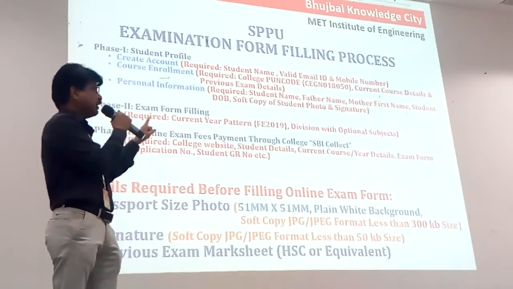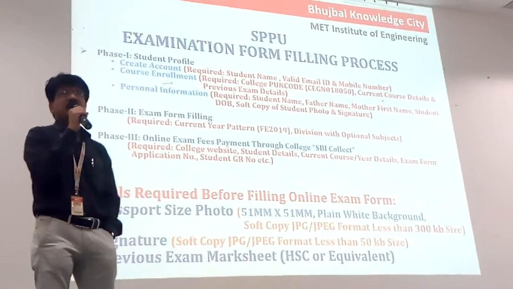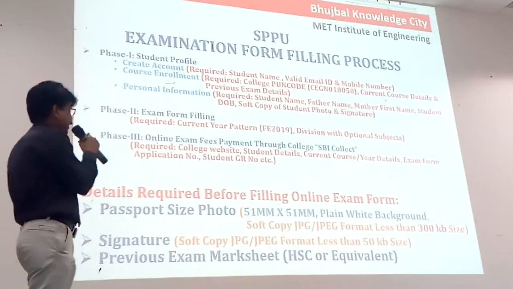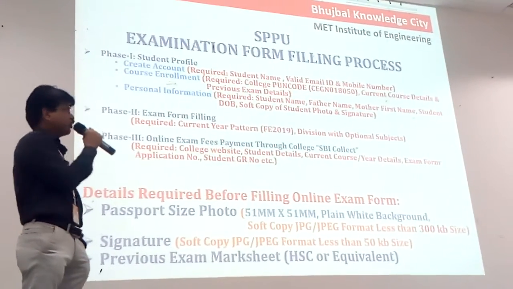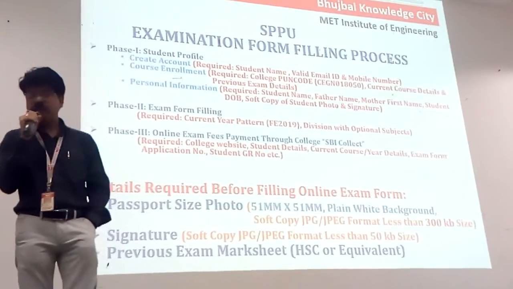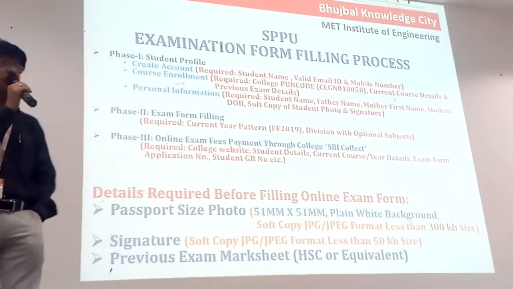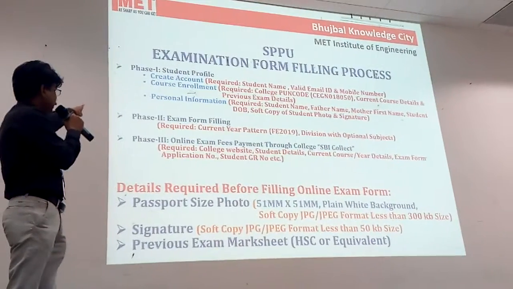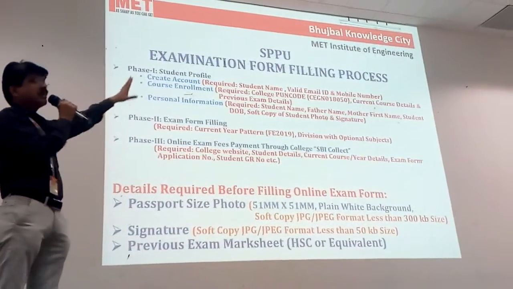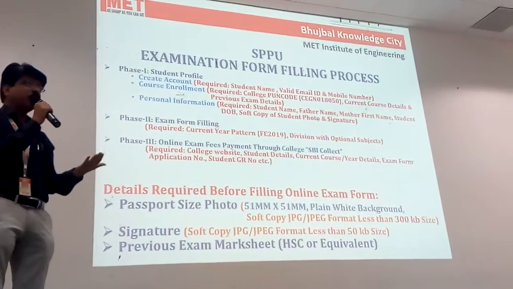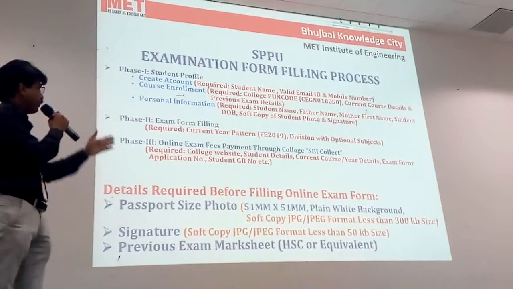It is CEGN. First 4 are letters and the last are numbers. 018050. This is the code. Okay. And last is your previous exam details which are required. So keep your mark sheet in front of you while filling this examination form.